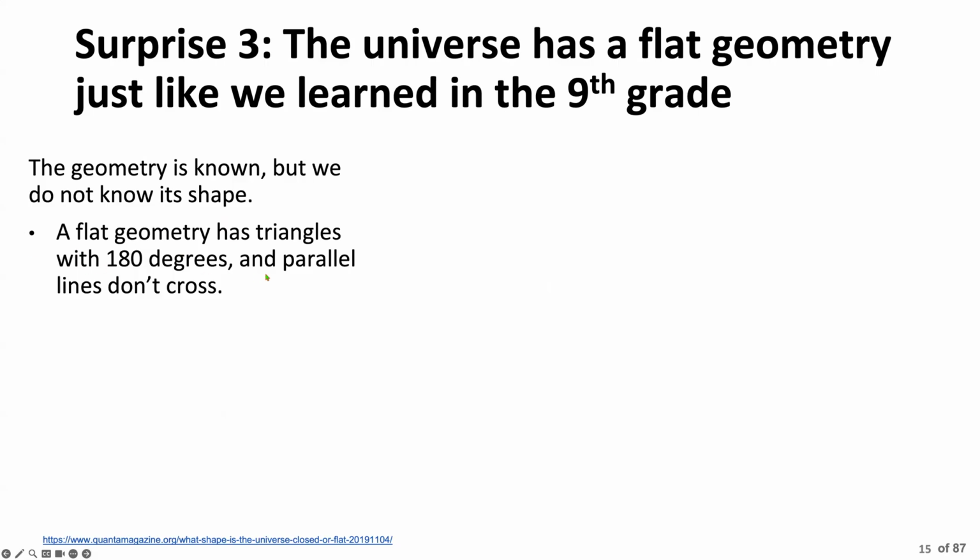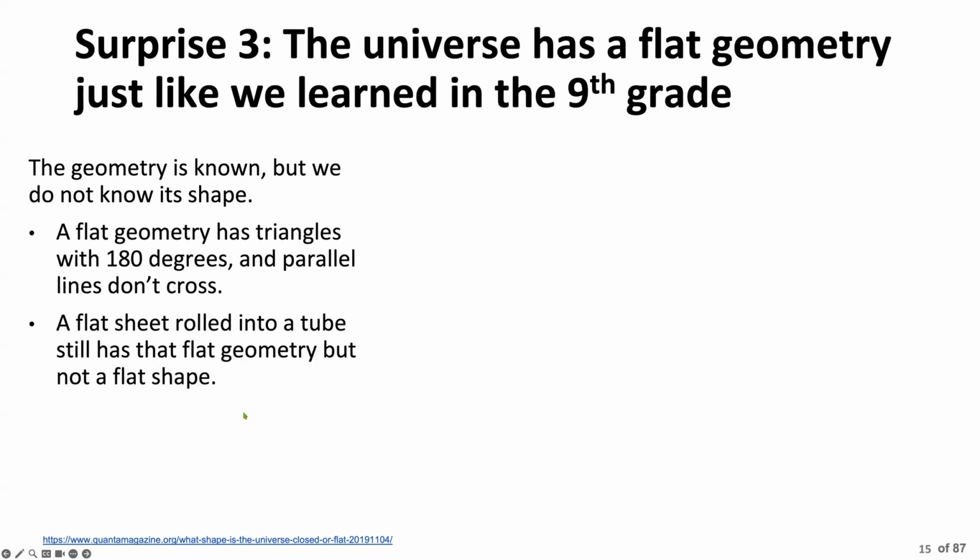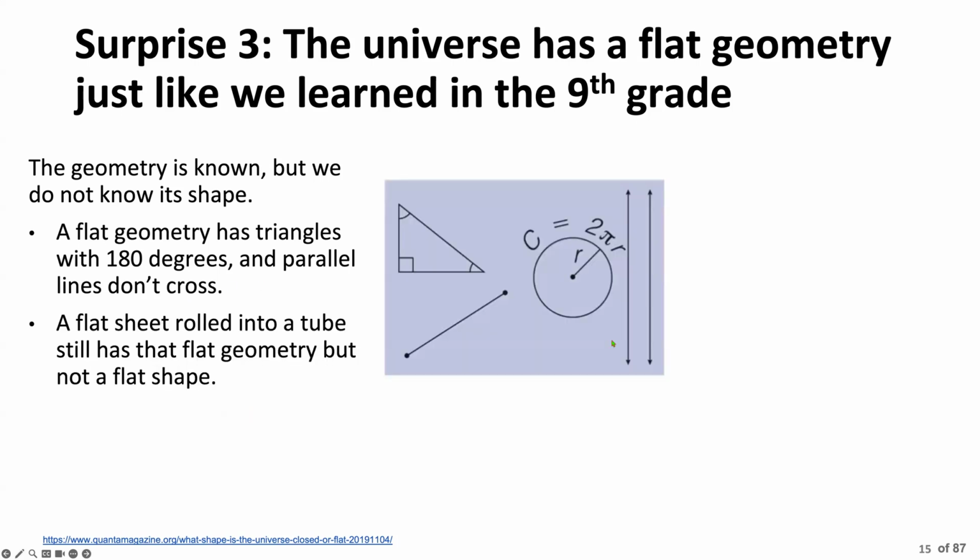Triangles have 180 degrees. A circle has a circumference of 2 pi times the radius. Parallel lines don't cross, and so forth. So this is something you saw when you took geometry, properties of lines and triangles and circles. Now, how could it be that the shape is not flat?